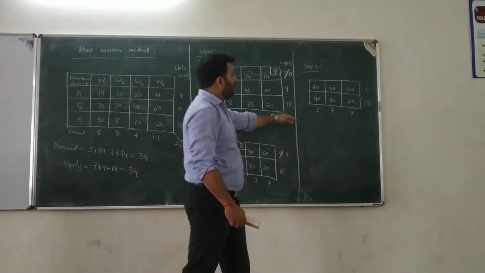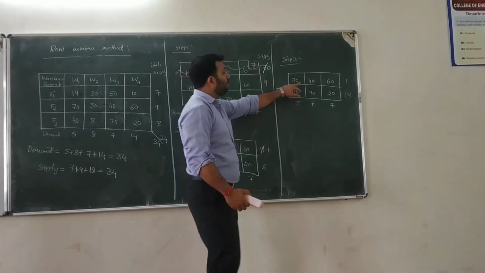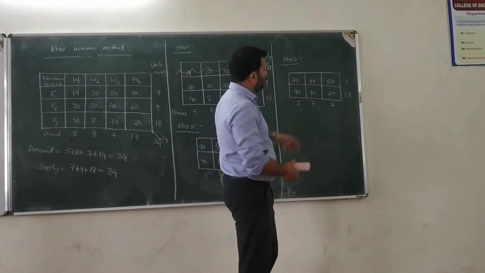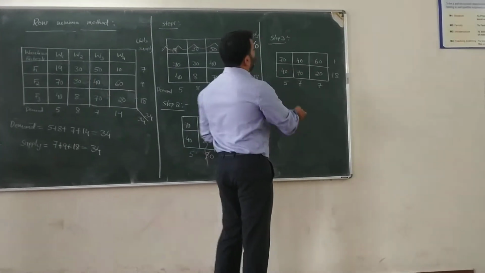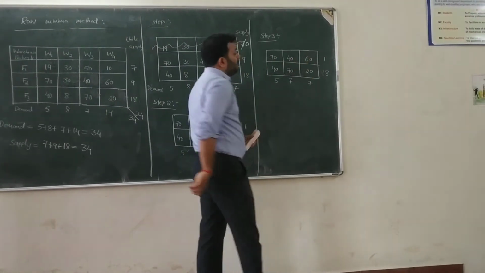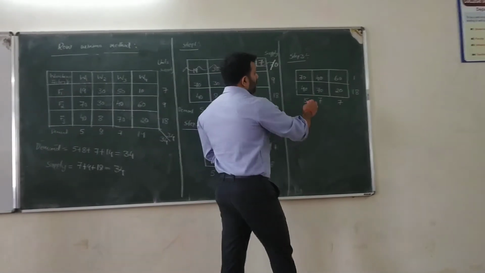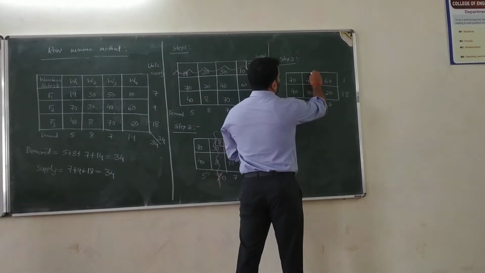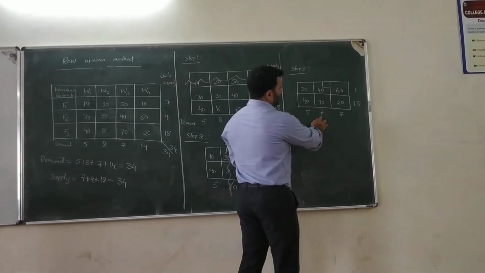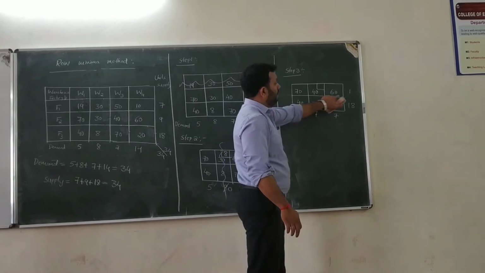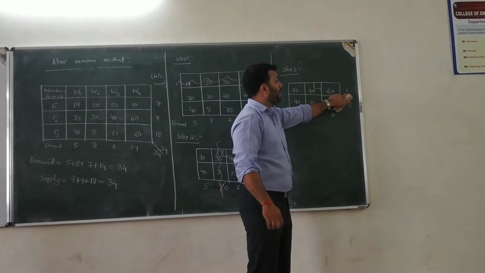I am left with 2 rows and 3 columns. Again, look into this row and select the minimum value. Out of 70, 40 and 60, the minimum value is 40. Just allocate to that particular position. Here the demand is 7 and the supply is 1.